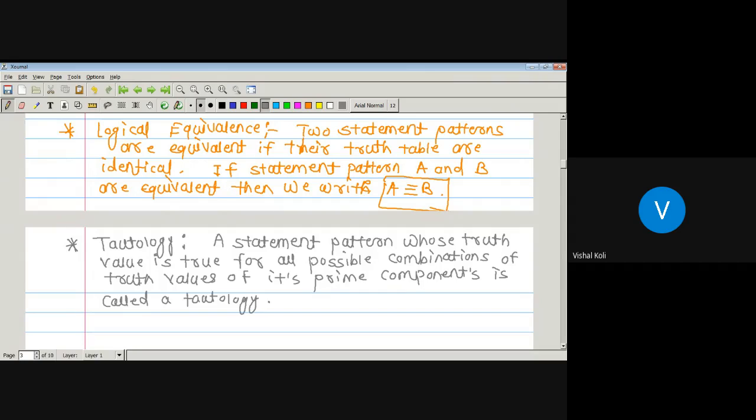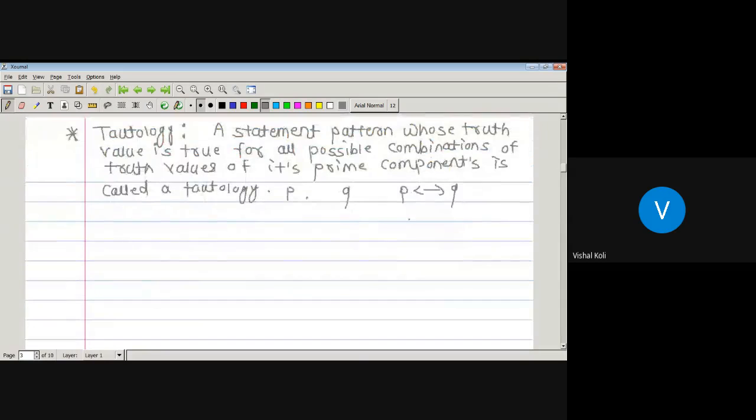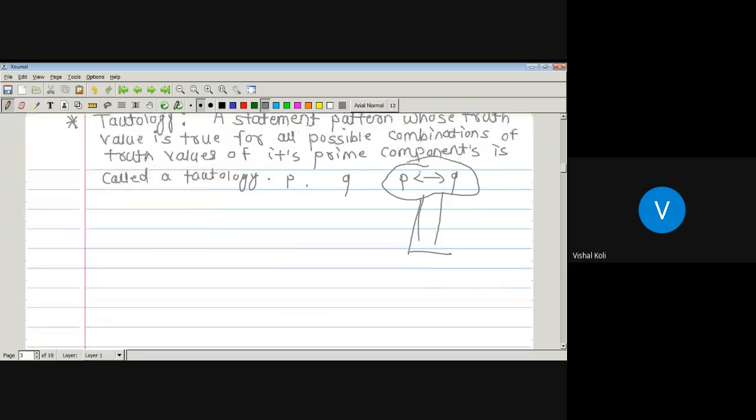For example, suppose there is a statement pattern P conditional Q. If we find the truth table, first we find P, Q, and then P conditional Q. If all the truth values in this column are true, then this statement pattern P conditional Q is called a tautology.